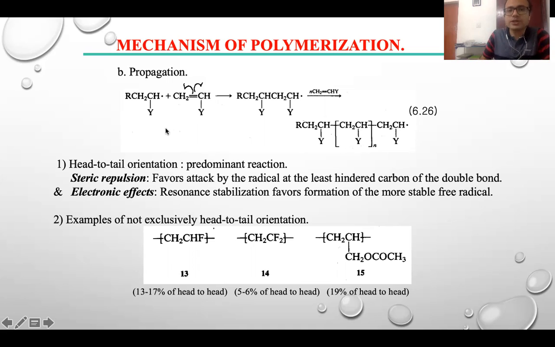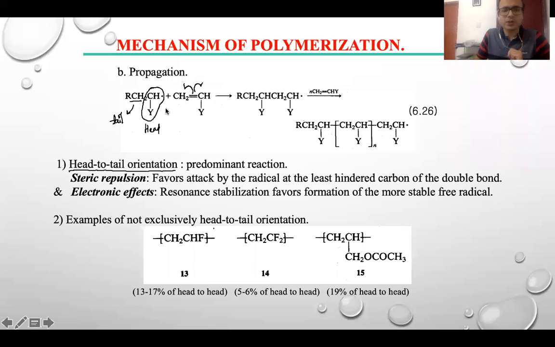Now here, what I wanted you to know is that the addition usually happens via a head to tail orientation. What do you mean by head to tail orientation? In this particular species, this particular part, that is CHY, is called your head, and this particular part is called your tail part. Okay, now if we continue with our discussion.